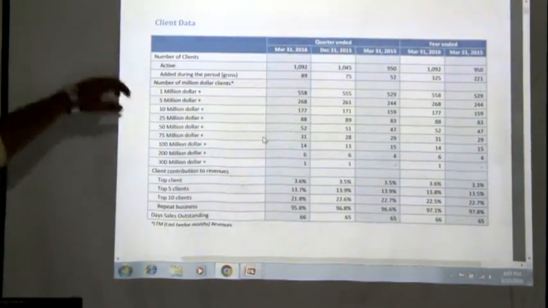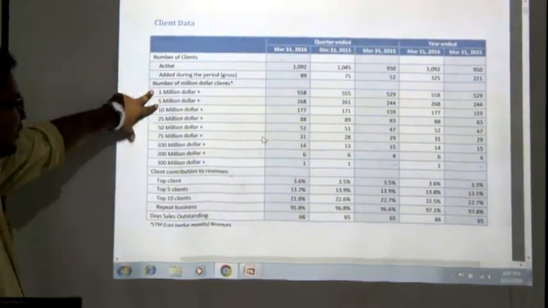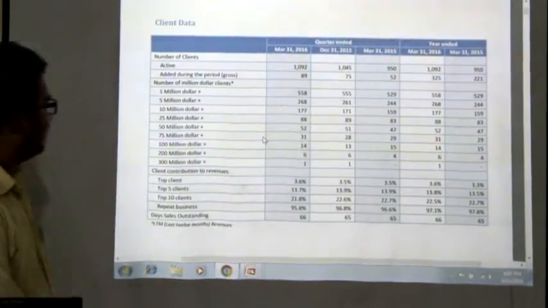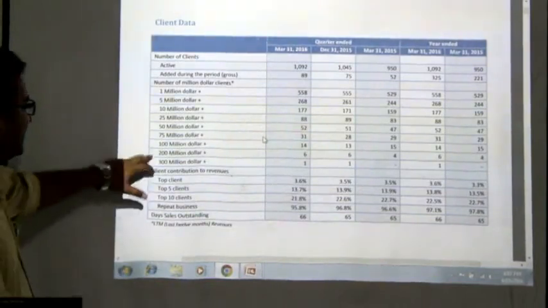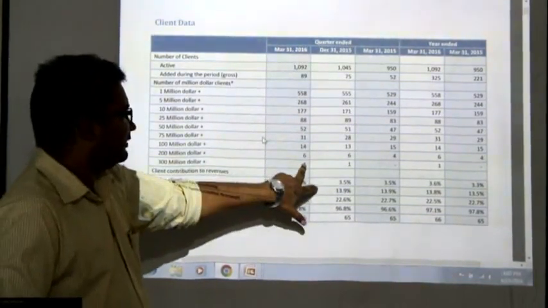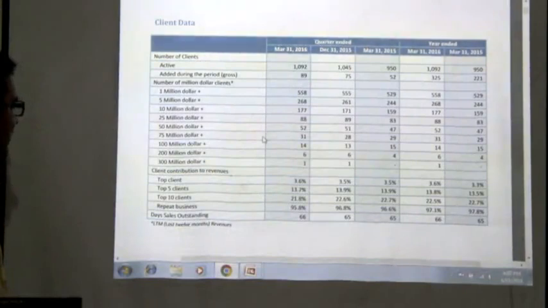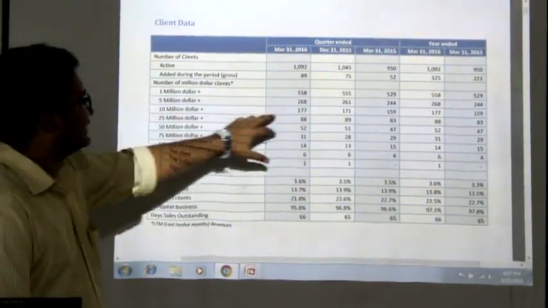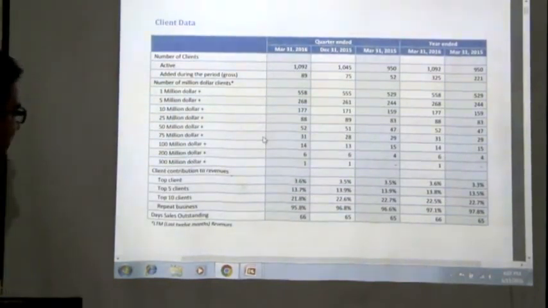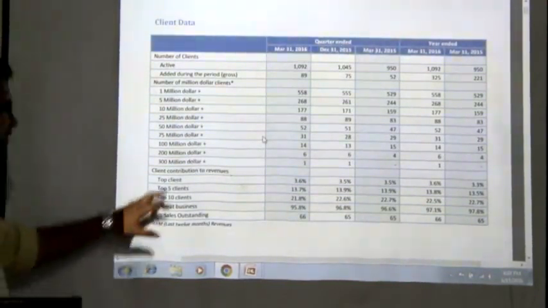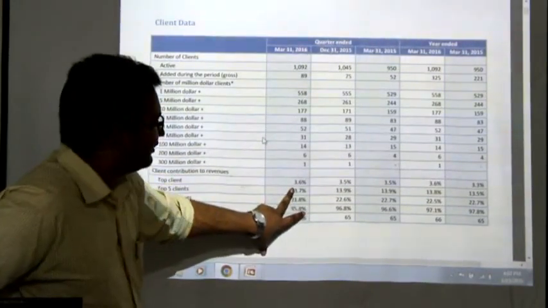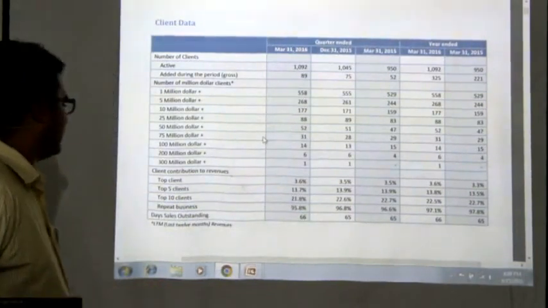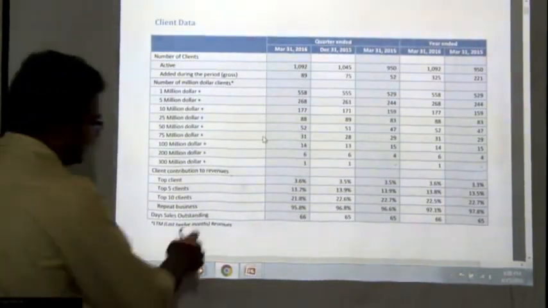When we talk about $1 million plus clients, there are approximately 558 clients which are $1 million plus. But when we are talking about $300 million, that is a huge amount. So they have approximately one client who is $300 million plus, and approximately 268 clients who are $5 million plus. So they have good top clients. The top client contributes around 3.6% of the revenue, and the top 5 clients contribute around 13.7% of the revenue. This figure is very important.